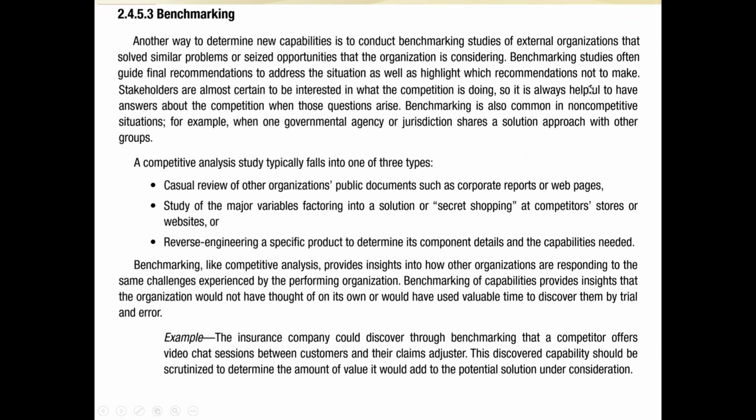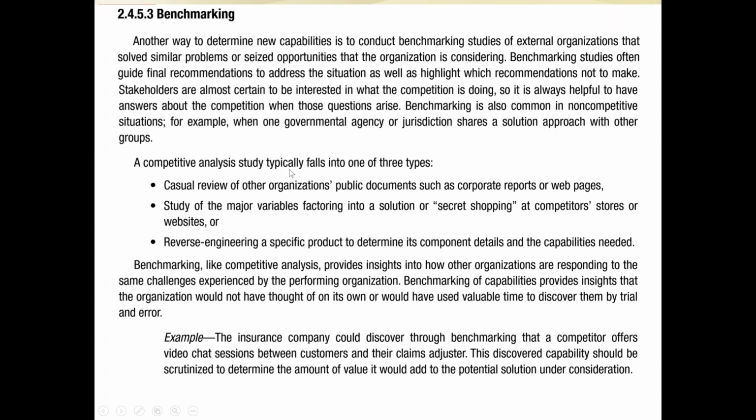So benchmarking is very useful for us because it is guiding us in two ways. One, how others have been successful, so I get some recommendation. And also, it recommends to me what not to do. Stakeholders are almost certain to be interested in what the competition is doing, so it is always helpful to have answers about the competition when those questions arise. Benchmarking is also common in non-competitive situations. For example, when one government agency or jurisdiction shares the solution approach with other groups.